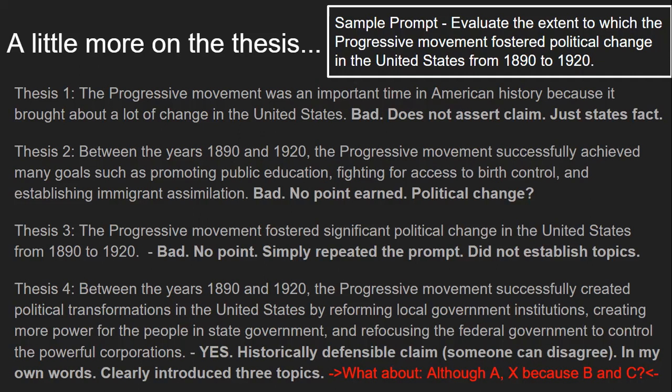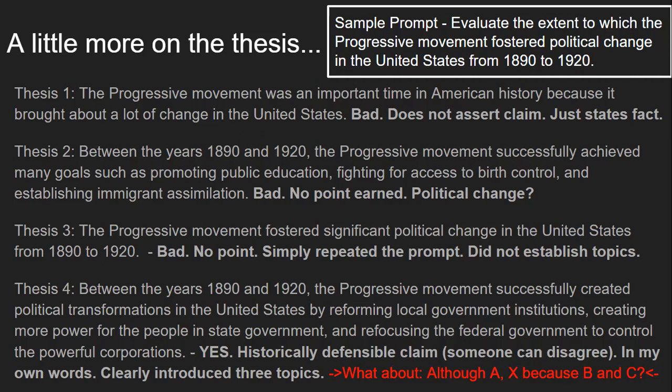So first thing I did is I made a historically defensible argument. The progressive movement did successfully create political transformations, right? Now someone can come along and say, well, I don't know that they did. And I'm saying that they did. And I'm giving 3 areas that they did. And those are going to be my 3 supporting paragraphs. I'm very clearly setting up my 3 supporting paragraphs here.